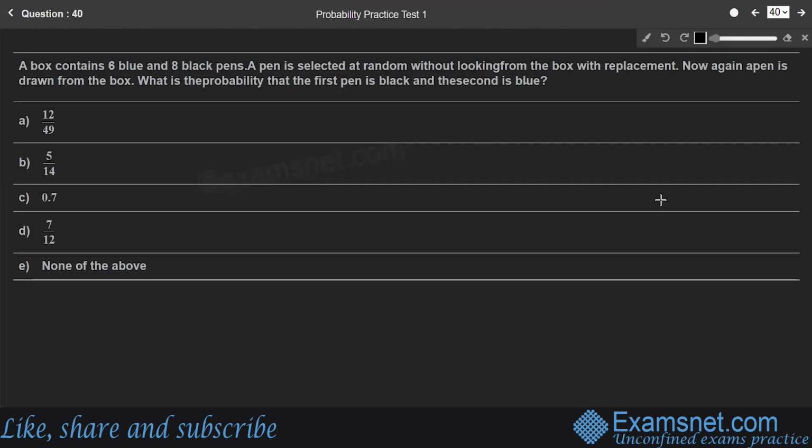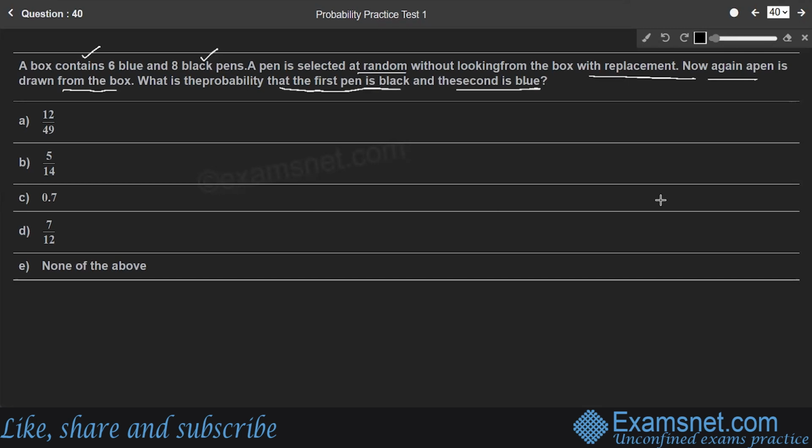Question number 40. A box contains 6 blue and 8 black pens. A pen is selected at random without looking from the box with replacement. Now again a pen is drawn from the box. What is the probability that the first pen is black and the second pen is blue? Right, here we are going to draw 2 pens out of the box, right? So the first pen, and again a pen is drawn from the box, 2 pens. So you need to find the probability that the first pen is black and the second pen is blue.